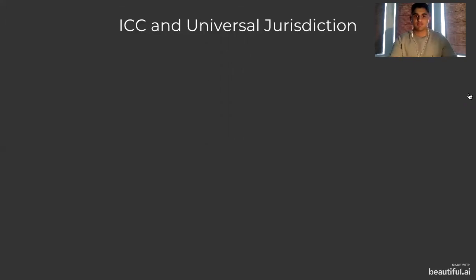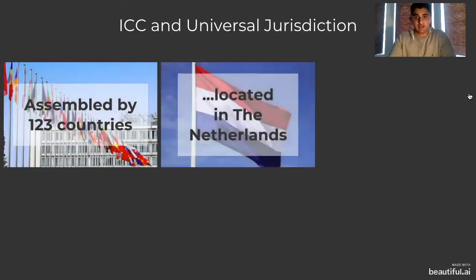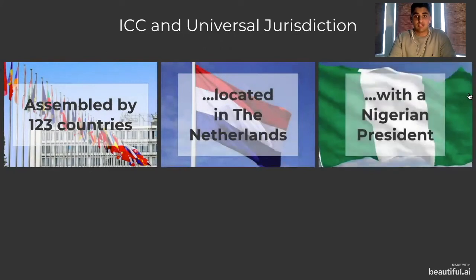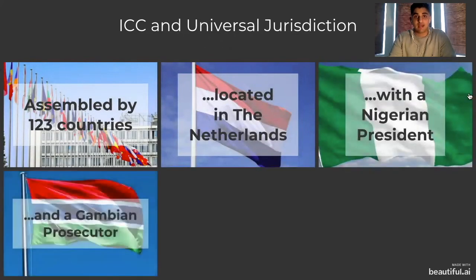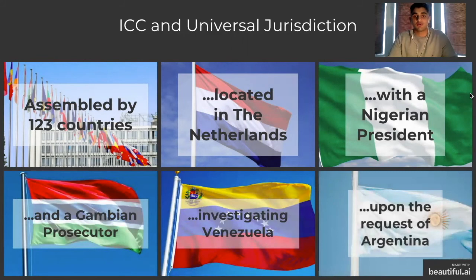To just give you a framework for just how remarkable the ICC and its application of universal jurisdiction is, it is assembled by 123 countries. That's the ICC. It's located in the Netherlands. It has a Nigerian president, a Gambian prosecutor. It once investigated Venezuela upon the request of Argentina. At no other point in human history has there been this much cooperation between this many different people to prosecute a very small elite group.